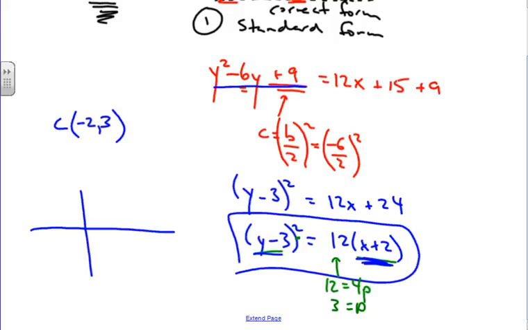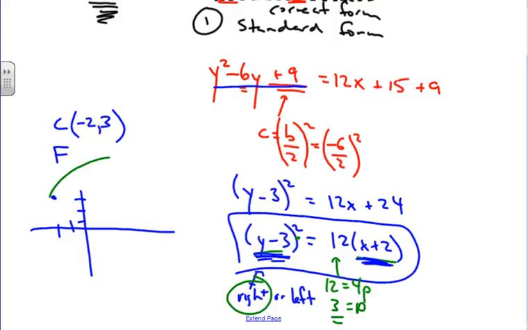Now, from here, we're going to figure out our focus. The focus is determined by what's happening to this parabola. If I graph this, we have 1, 2, and we go 1, 2, 3. Now, this parabola, because y is squared, is opening to the right or left. The question is, which way does it go? Since the p is positive and the coefficient is positive, we know it's going to open to the right. If it were negative, it would open to the left. So from here, we know it's going to go this way.